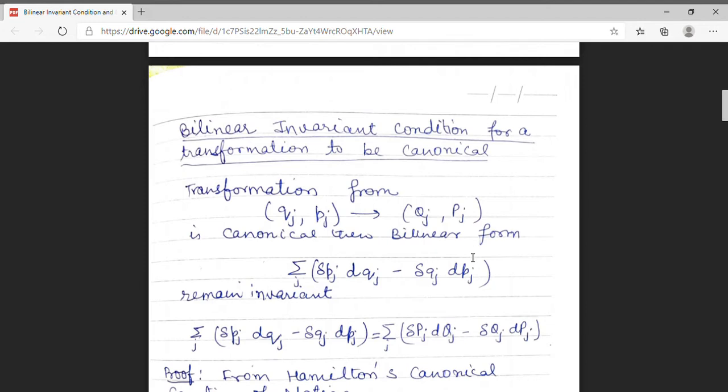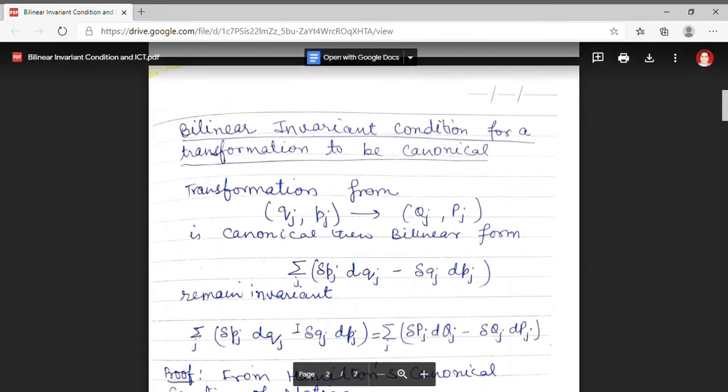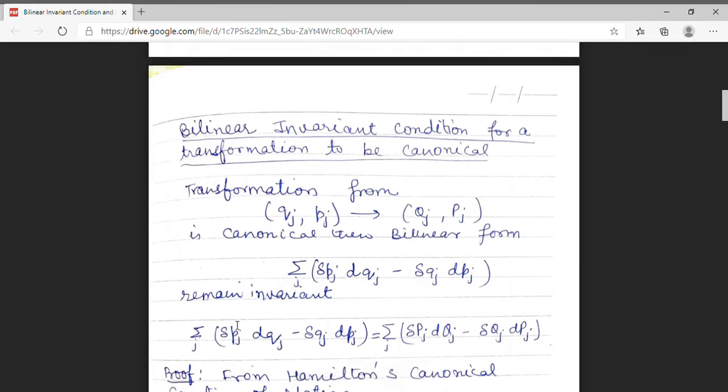What does invariant mean here? It means that this factor which we have defined in the old set of coordinates must remain in the same form when it is defined in the new set of coordinates. That means for proof of canonical transformation, we have to show that del pj dqj minus del qj dpj is equal to a similar factor when expressed in the new set of coordinates. So, I am going to prove this condition.